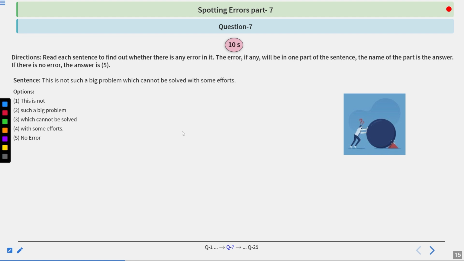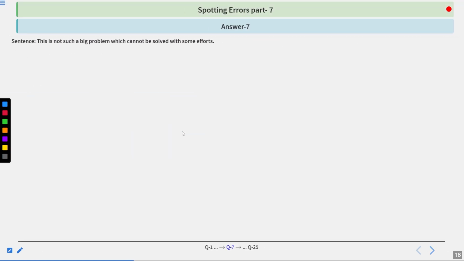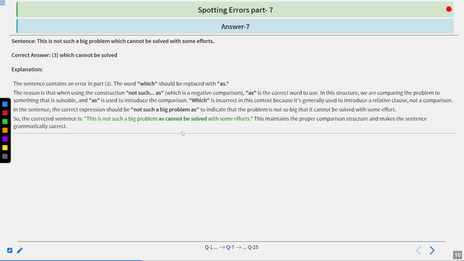This is not such a big problem which cannot be solved with some efforts. Options are given below. You have 10 seconds to spot the error. This is not such a big problem which cannot be solved with some efforts. Let's look at the correct answer, which cannot be solved. Let's look at the explanation. The word "which" should be replaced with "as."